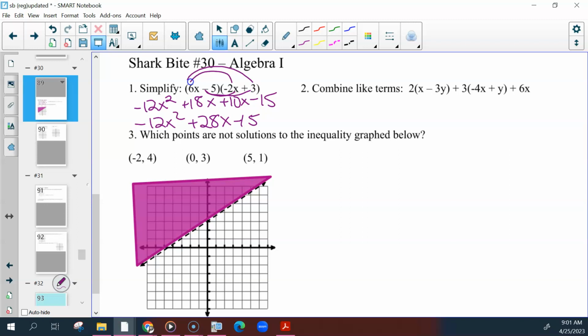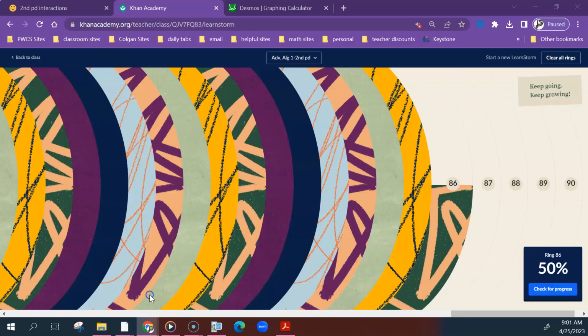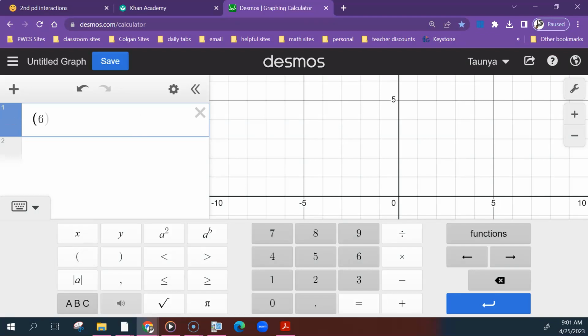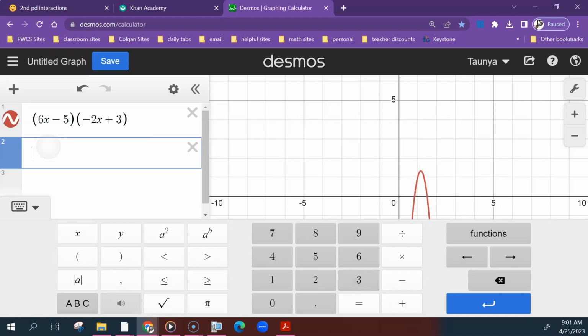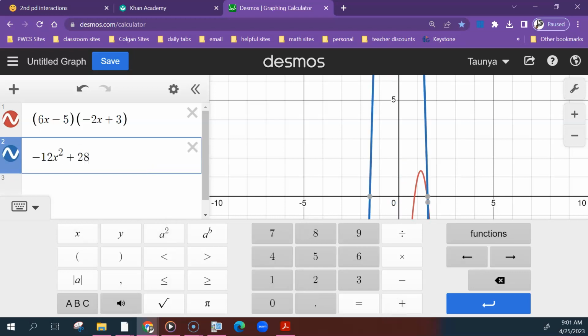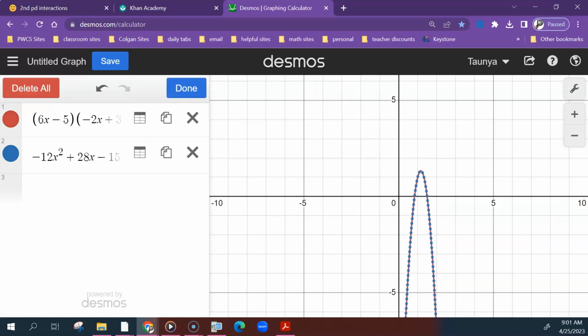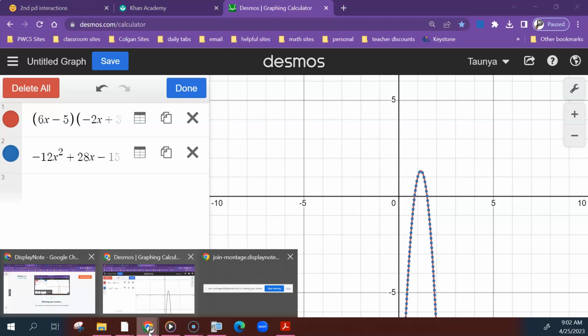The only thing that you could do to check to see if this is right is put both in decimals and see if they overlap. That they overlap exactly at the same places, and that's how you know you would have done that right. But otherwise, you have to do the work yourself.